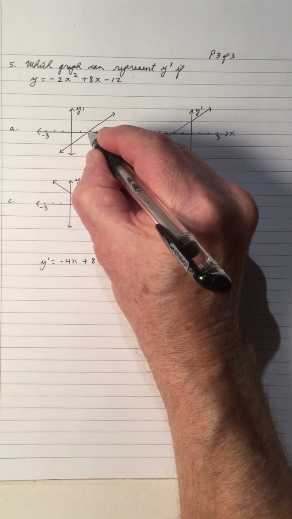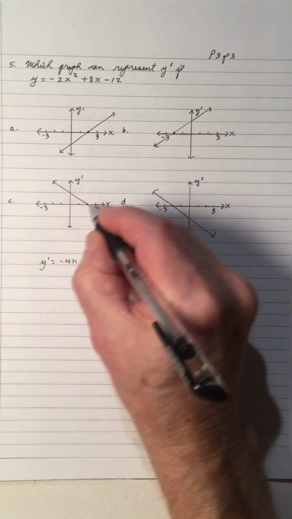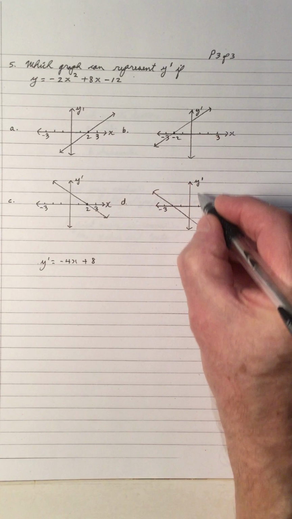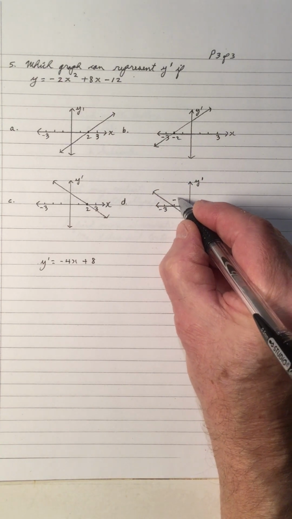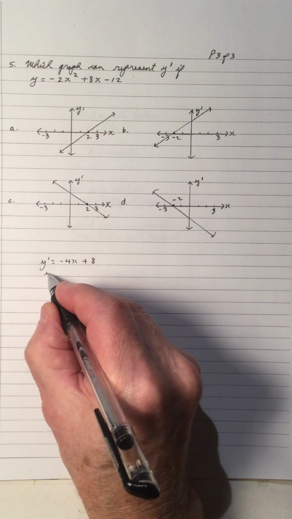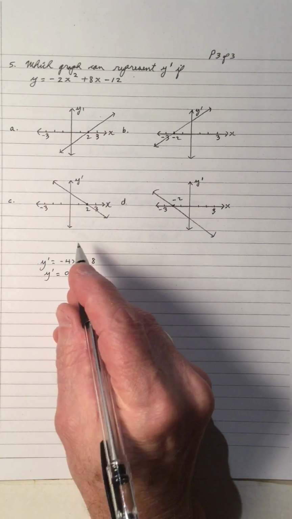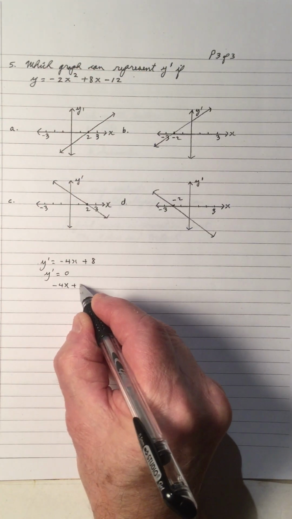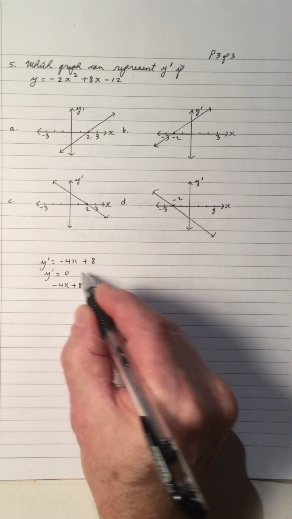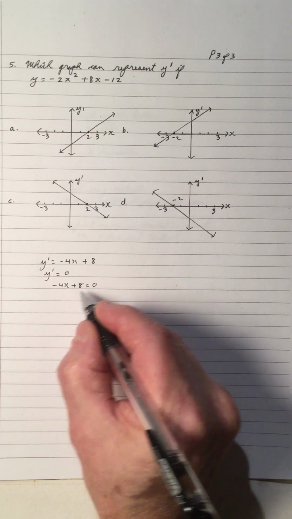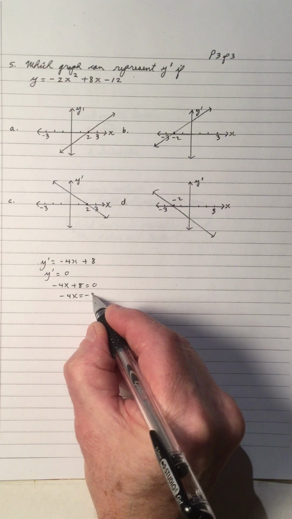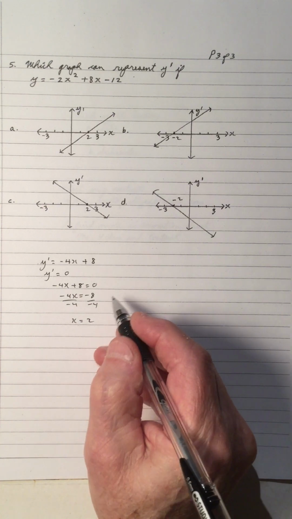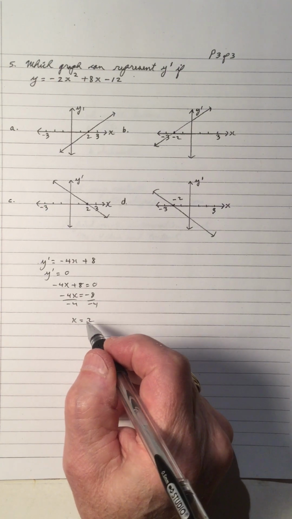So that means we want which one will be. Notice this is passing through at 2 and -2. So is it 2 or -2? Let's see. y prime equals 0, that's the slope of the tangent to this parabola. So negative 4x plus 8 equals 0. Negative 4x equals -8. Divide by -4, and x equals 2. So the x coordinate of the vertex is 2.